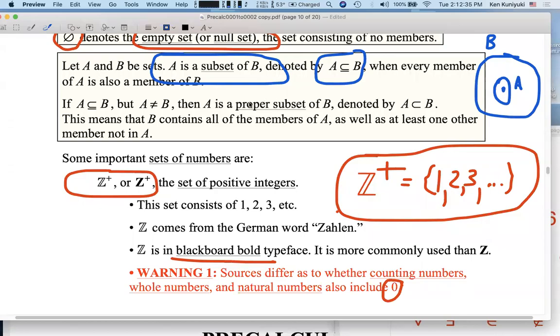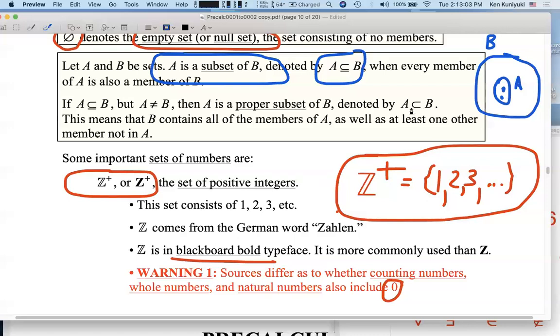Hi everyone. Let's go back to the idea of a set A being a subset of a set B, denoted by this, A, and then this sort of C-looking symbol with a bar underneath, B. A is a subset of B. That means that every element in A is also an element in B.